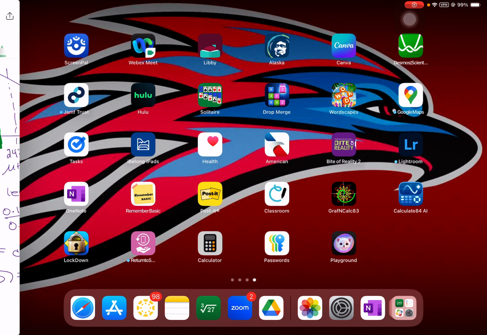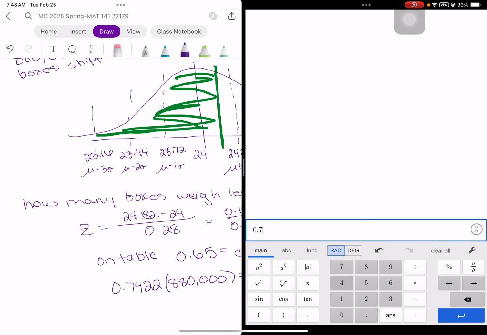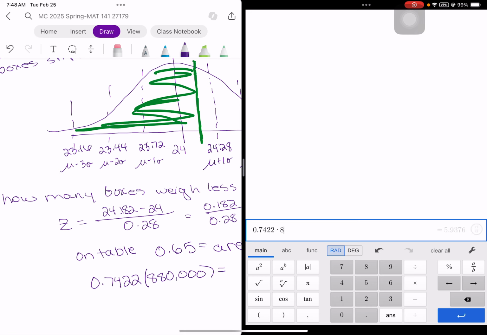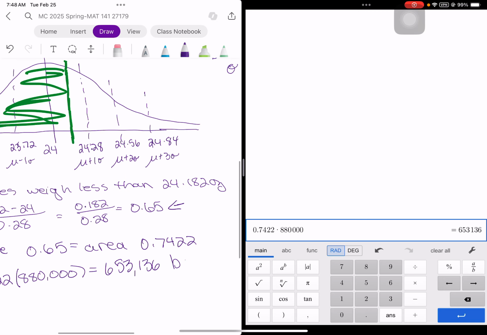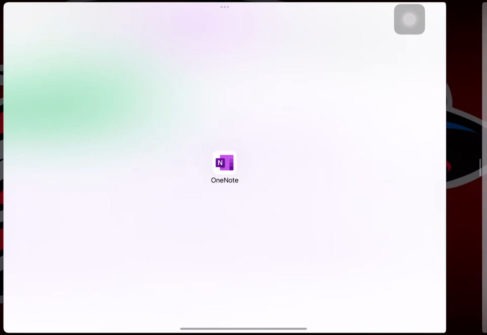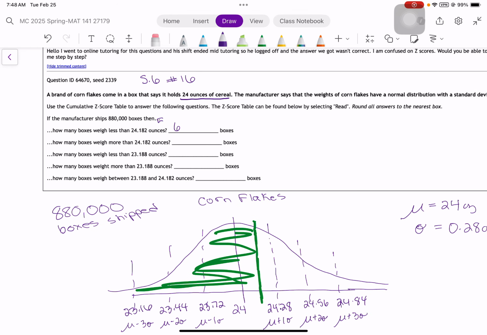I'll just pull Desmos up so you can see it. I'm going to do 0.7422 times 880,000, and I'm going to get 653,136 boxes. So that's just part one. That's my answer right here: 653,136 boxes.